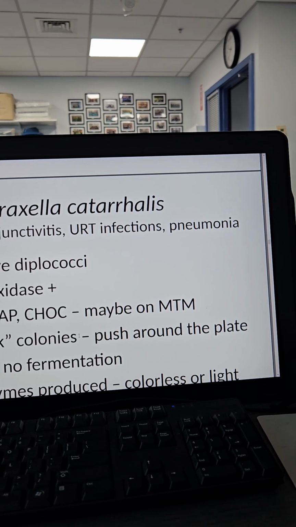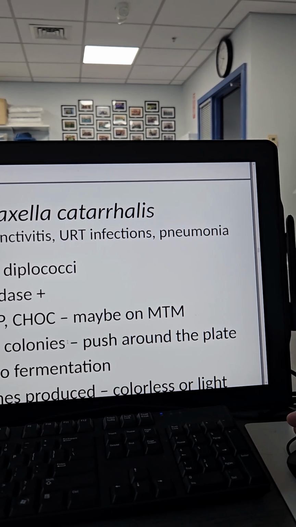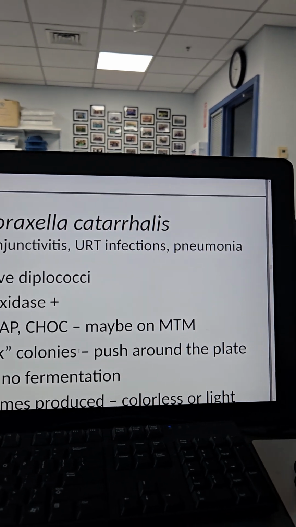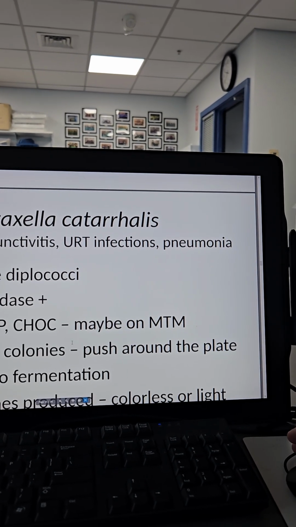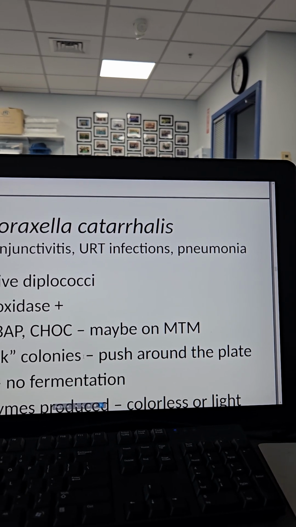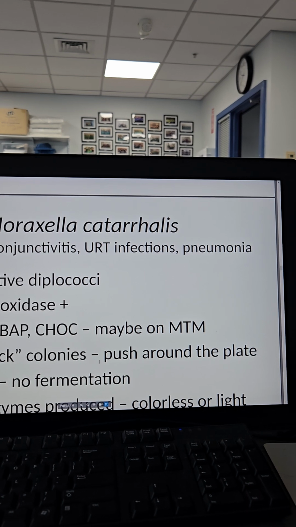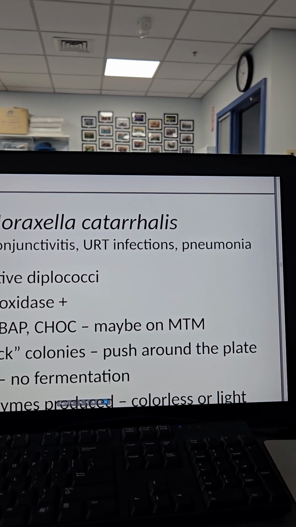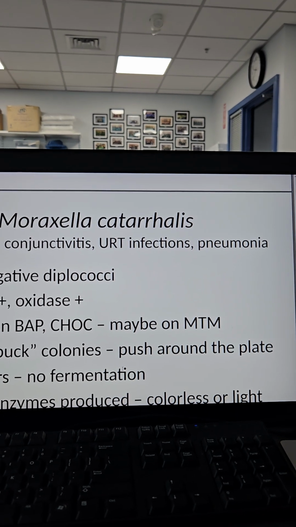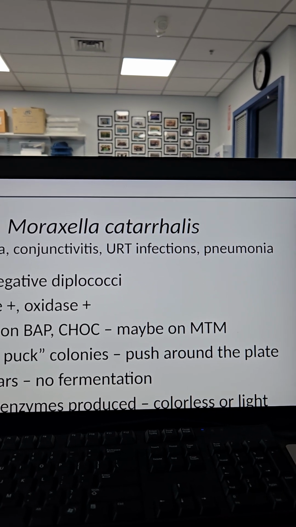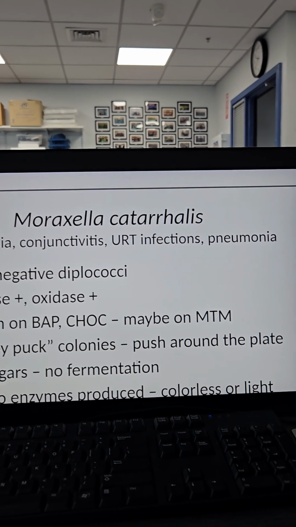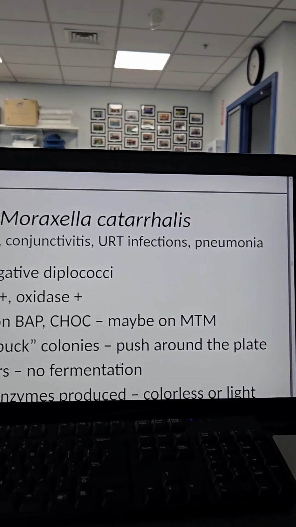Now, does that mean that the whole colony moves? Maybe not. Some of it might break off. You might be able to push part of it, but they tend to not be smooth and creamy like the other guys. You will see that. I'm making you do the Gram stains on all these because you need to see the consistency differences. The staphs and streps, the consistency was all the same. But these guys have slightly different consistencies.